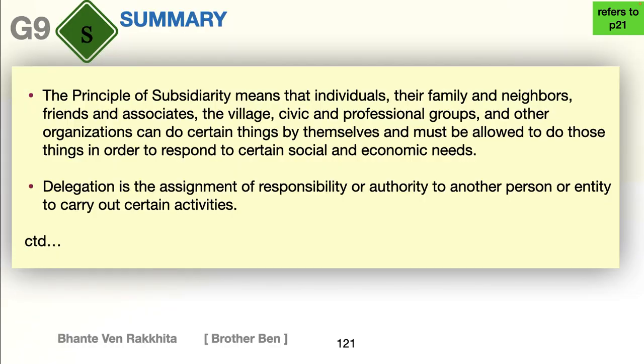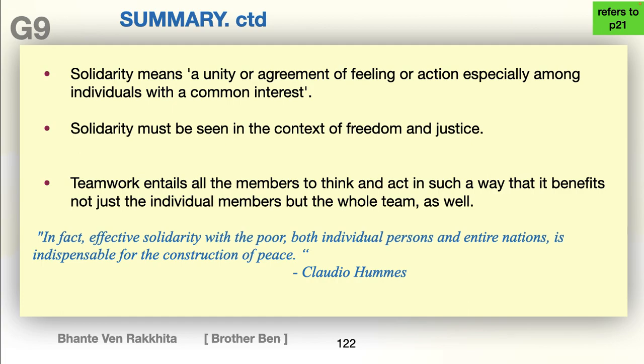Okie doke. Moving on. The summaries. The principle of subsidiarity means that individuals, their family and neighbours, friends and associates, the village, civic and professional groups, and other organisations can do certain things by themselves and must be allowed to do those things in order to respond to certain social and economic needs. Delegation is the assignment of responsibility or authority to another person or entity to carry out certain activities. Solidarity means a unity or agreement of feeling or action, especially among individuals with a common interest. Solidarity must be seen in the context of freedom and justice. Teamwork entails all the members to think and act in such a way that it benefits not just the individual members, but the whole team as well.